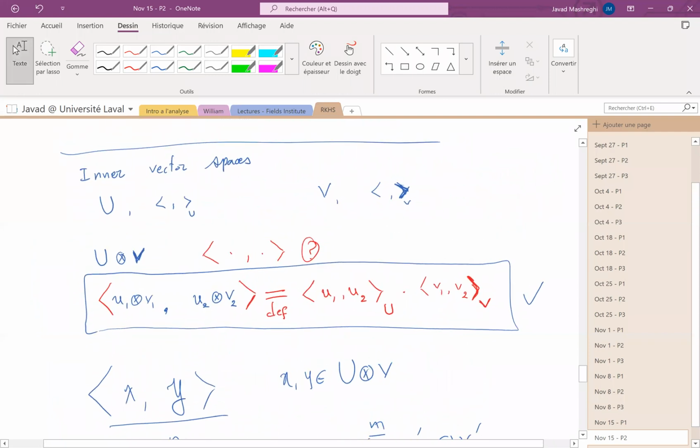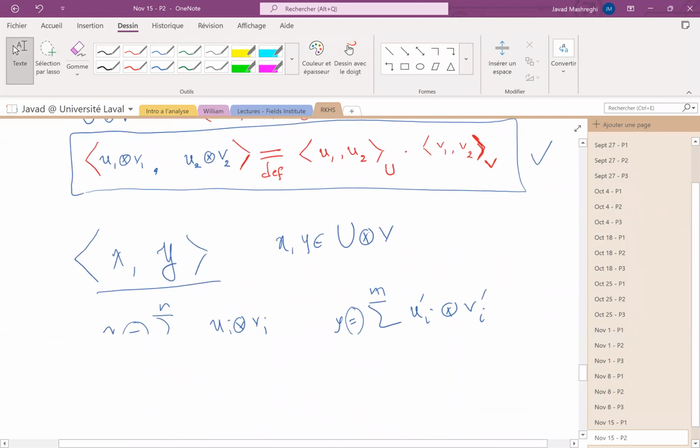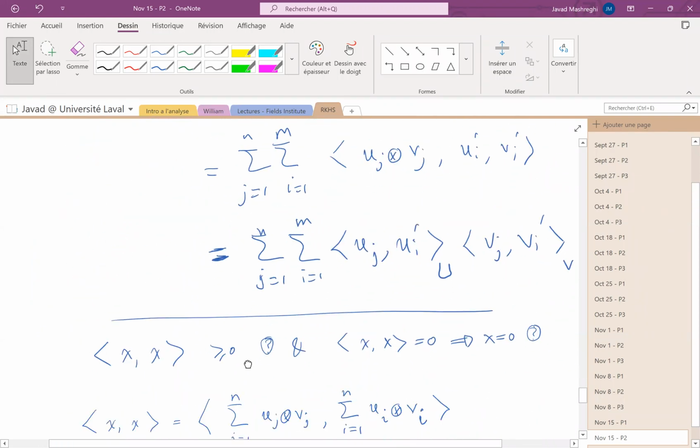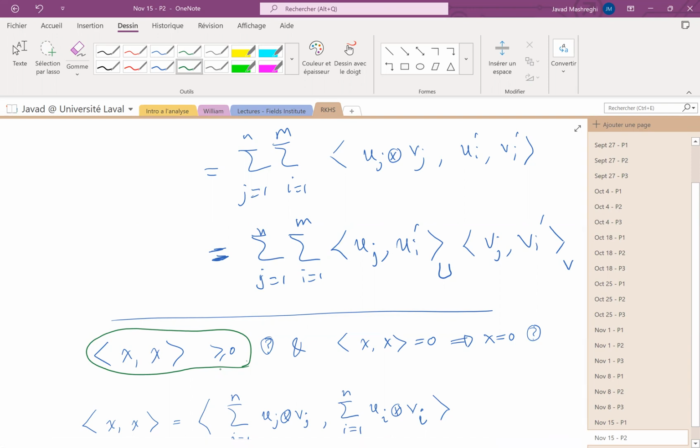We had a question to answer. By the Schur theorem, we can show that the inner product of x and x is bigger than or equal to 0. Also, again by the same theorem, we can answer this.